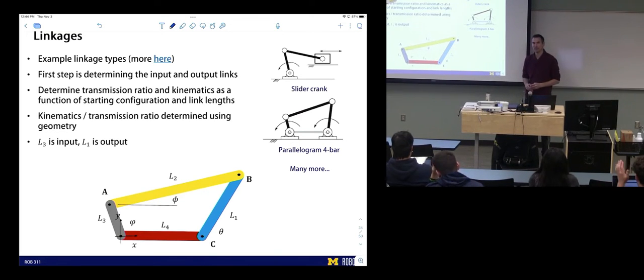Other questions? Will we be given the equations for the linkages too? All the slides.